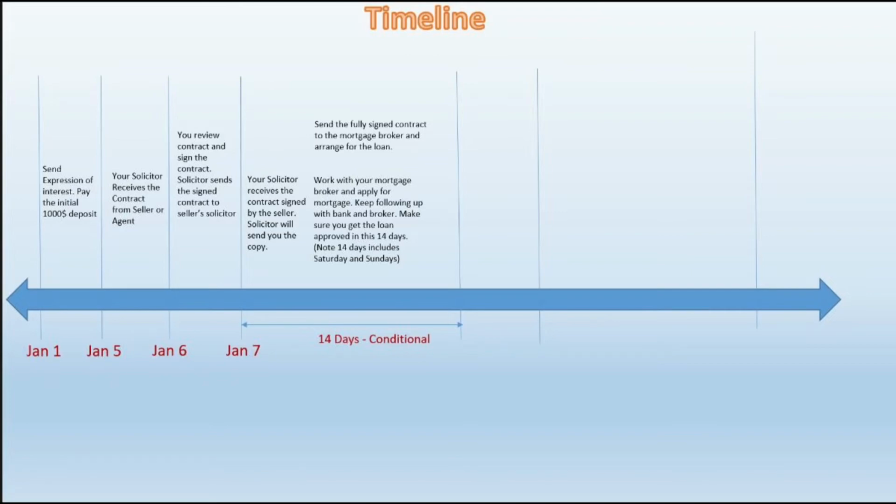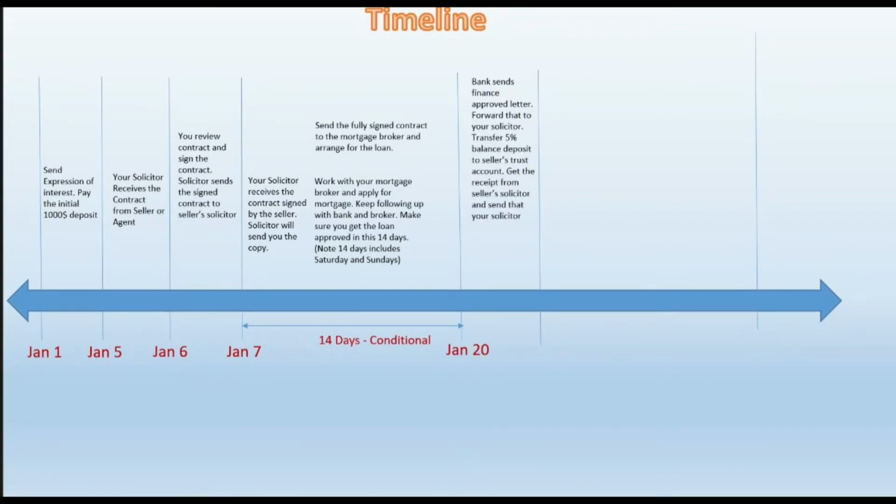You receive a letter from the bank saying that your loan has now been approved. Your contract would have clearly mentioned that you need to transfer the balance amount, 5%, within 2 days of the loan approval. So if today you get the loan approved, the same day or at least the next day, you transfer that amount to your solicitor's trust account.